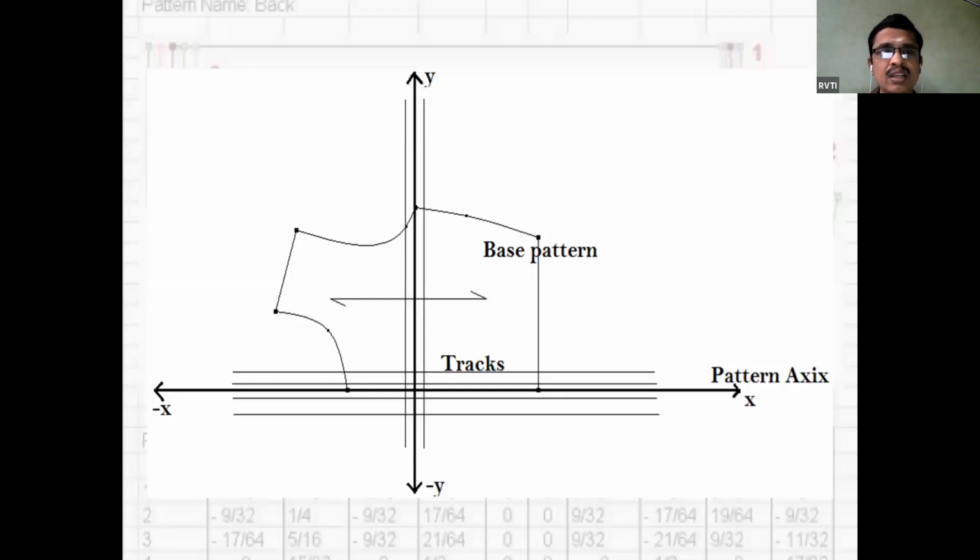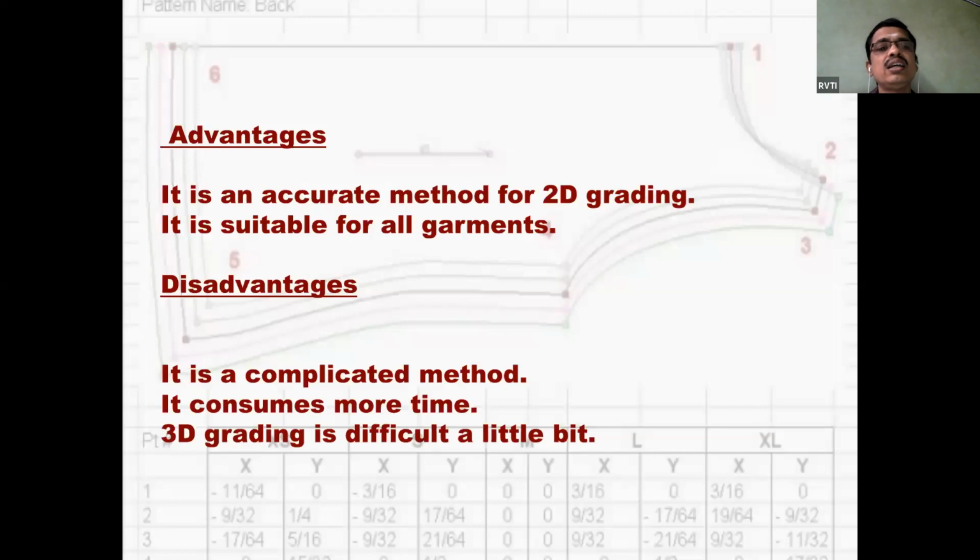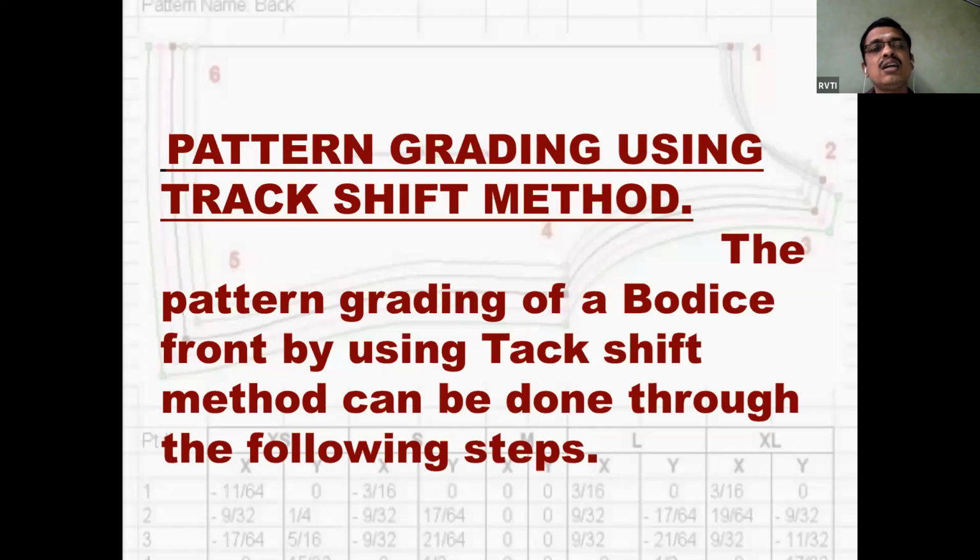Okay, so it is an accurate method for 2D grading. It's suitable for all garments, but the disadvantage is that it's a very, very complicated method. It consumes more time. 3D grading is a little bit difficult, particularly for waist suppression and bust suppression. We can achieve it, but it is a little bit difficult.